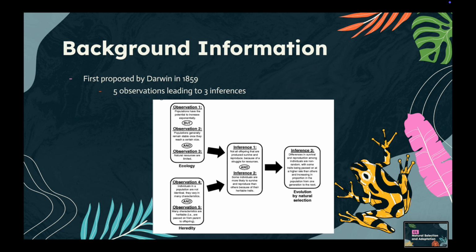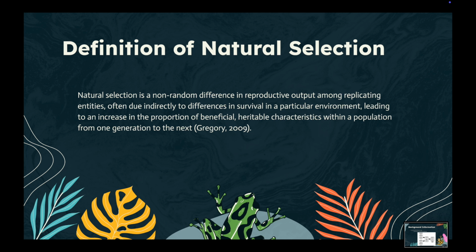These 2 inferences led to inference 3, which is the inference known as evolution by natural selection: differences in survival and reproduction among individuals are non-random, with some traits being passed on at a higher rate than others and increasing the proportion of the population from one generation to the next. So what is the current definition of natural selection, you may be wondering?